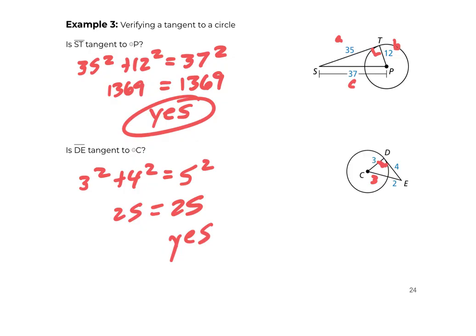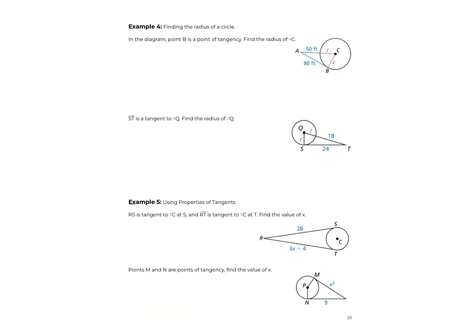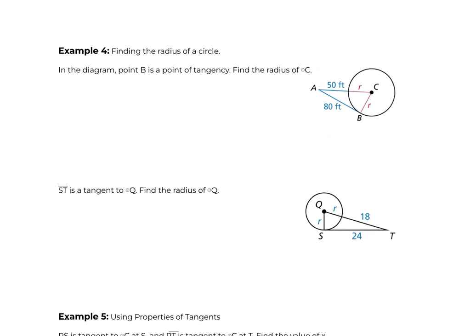Minutes ago, over here on this page, we said these two segments would be congruent, would be equal to each other as long as they're both tangent to one another. Okay, over here. Anytime they give me the radius here, CB has a length of r. That means this also has a length of r. Every radius in this circle would have a length of r.